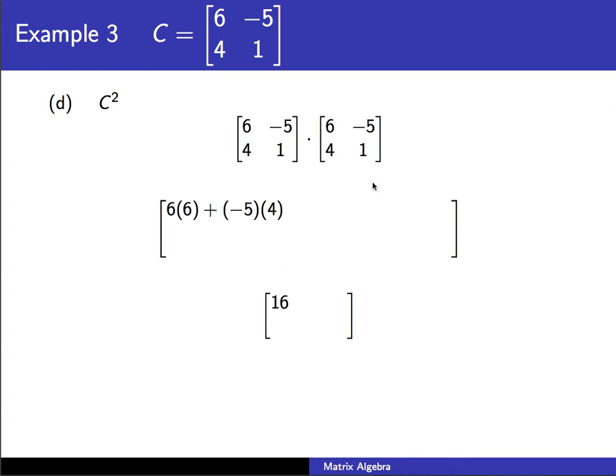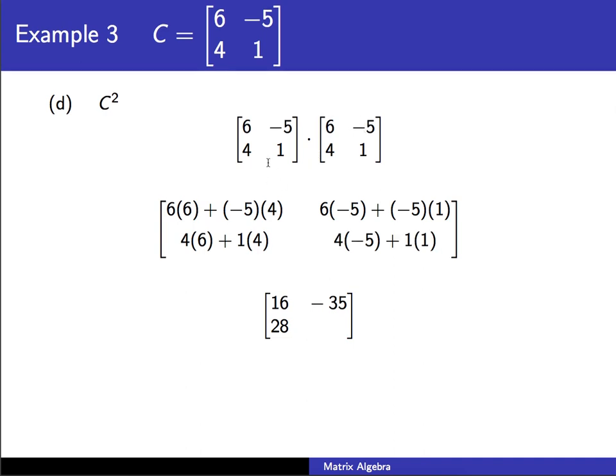Then first row, second column, 6 times negative 5 plus negative 5 times 1 gives us negative 35. Now second row, first column, 4 times 6 plus 1 times 4 gives us 28. And then second row, second column, 4 times negative 5 plus 1 times 1 gives us negative 19. So squaring a matrix means multiplying it by itself.